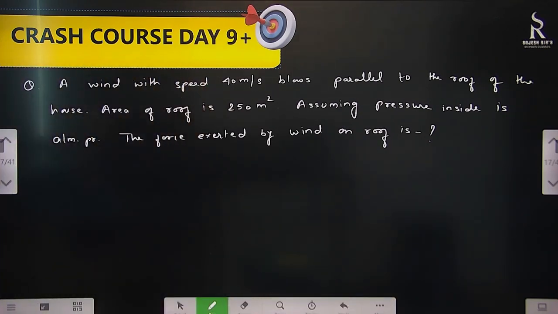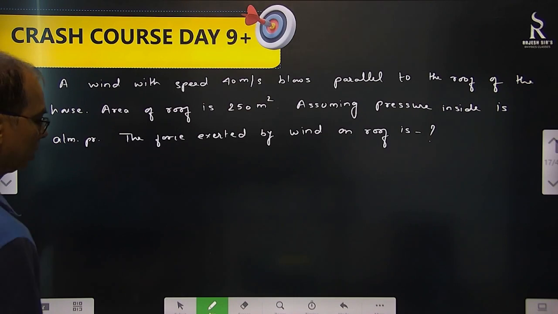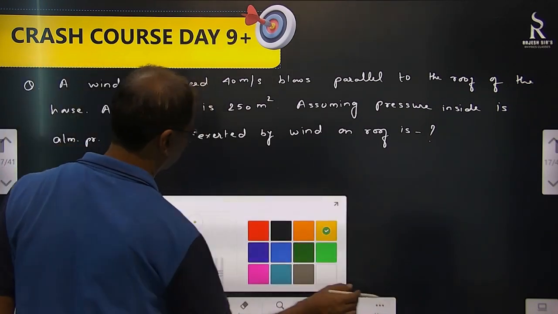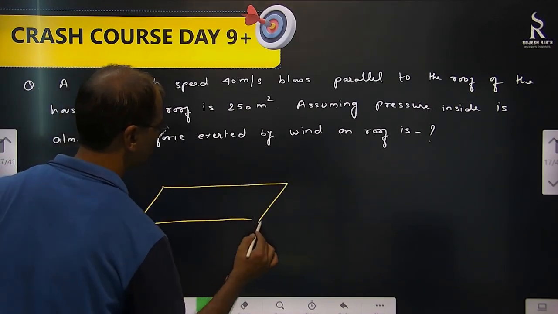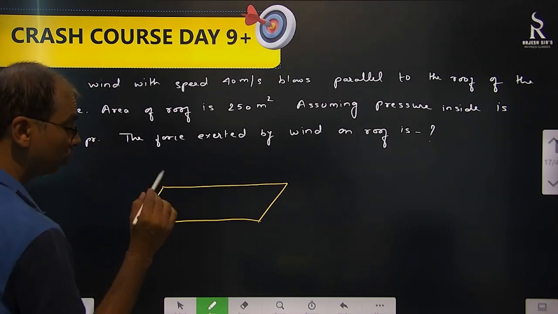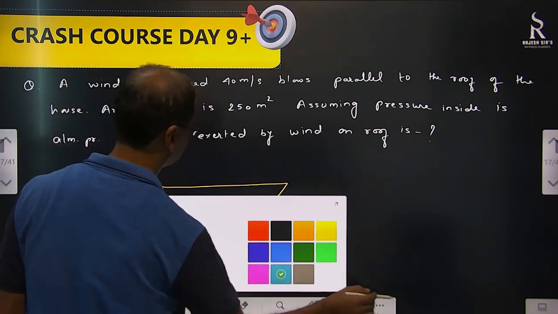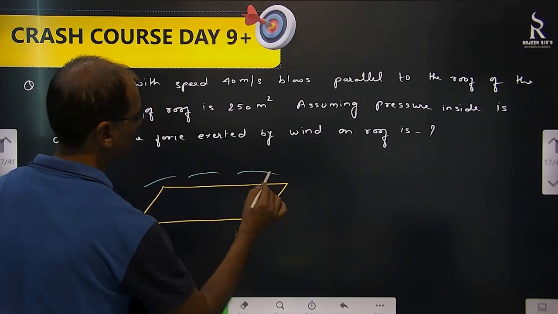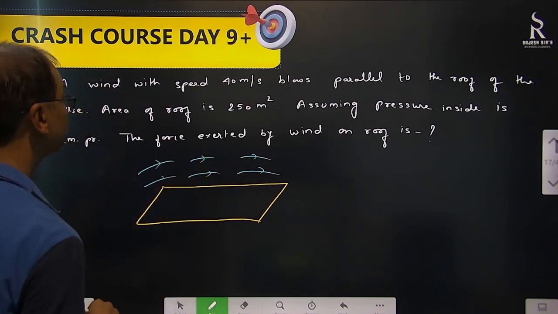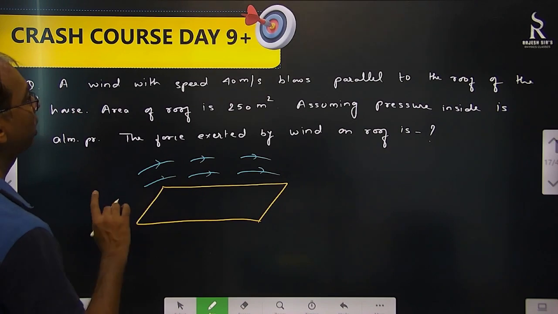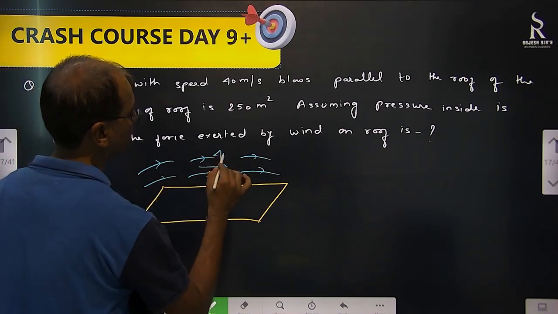A wind with speed 40 blows parallel to the roof of a house. Area of the roof is 250 meters square. Assuming pressure inside is atmospheric pressure, find the force exerted by wind on the roof. Suppose I am making a roof here, and I am making this rectangular. Let's try and understand. This is a roof. Wind is blowing from the top with a certain speed. The roof area is 250 meters square and the speed here is 40 meter per second.